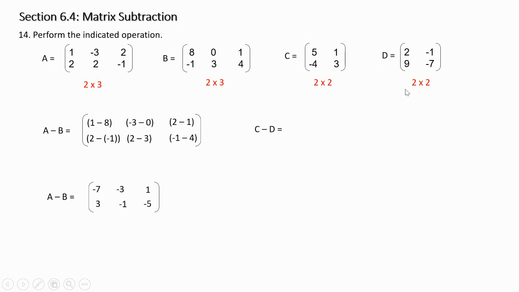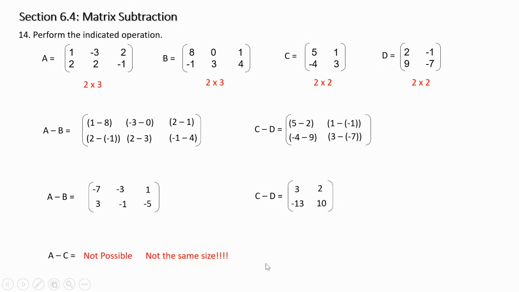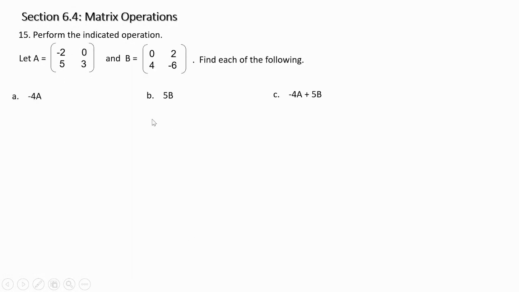Now C minus D. Again, this is the same size, so we can execute the operation. So 5 minus 2, 1 minus negative 1, negative 4 minus 9, 3 minus negative 7. So we get 3, we get 2, we get negative 13, and we get 10. Can we do A minus C? A minus C are not the same size, so it's not possible.